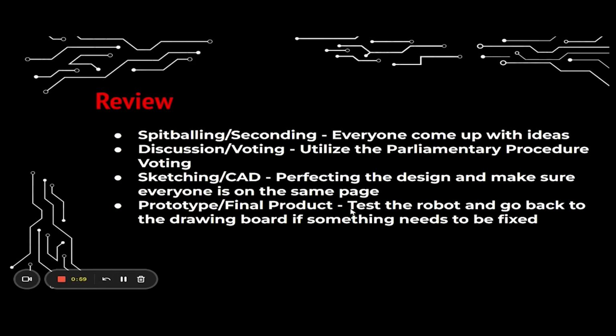So to review, there are 8 steps. The first 2 are spitballing and seconding. Everyone comes up with ideas and an idea must be seconded to pass. Then there's the discussion and voting. So you utilize the parliamentary procedure voting style, in which half your team has to vote for an idea for it to pass. And then you'll sketch and CAD the idea, perfect the design, and make sure everyone is on the same page. Everybody knows what is going on with the design. And then you'll want to prototype the final design, and the final product of your robot will need to be tested. And if something needs to be fixed, you go back to the drawing board.